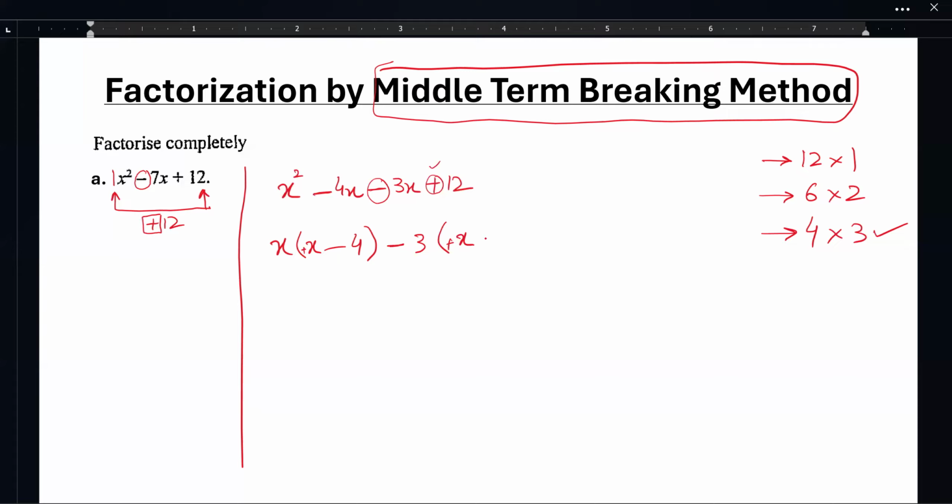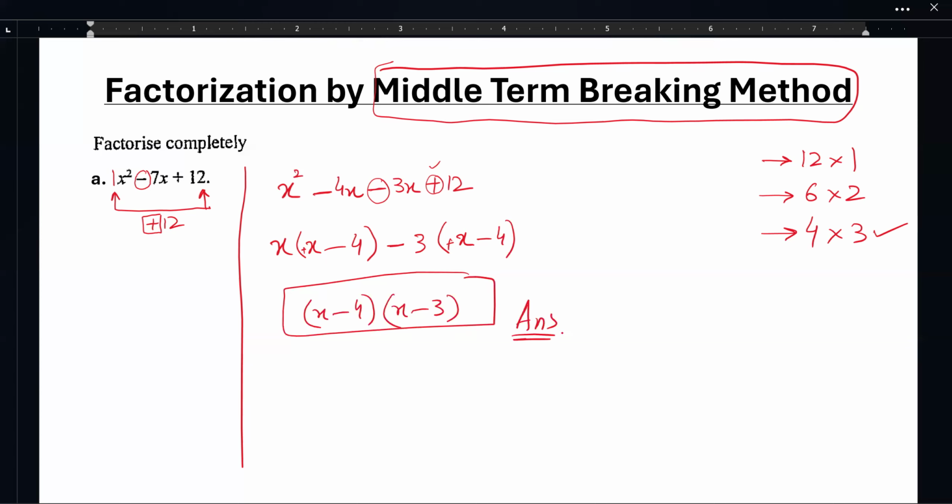Firstly, it's going to be x plus x minus 4. Signs are going to change. Yes, the good thing is the two brackets are the same as we observed in the previous segment. So I'll write x minus 4 in the first bracket. In the second bracket, I'll write x minus 3. This is how I can factorize any expression with 3 terms.